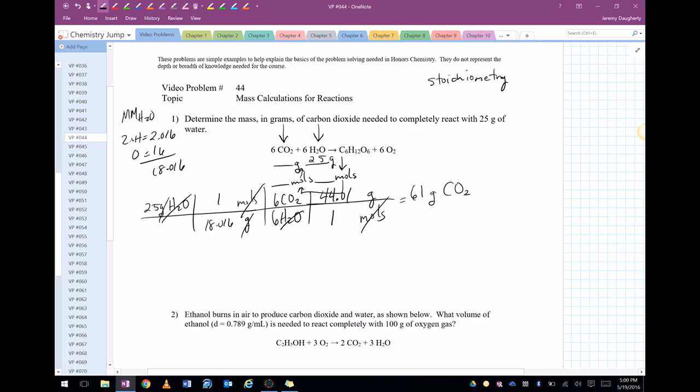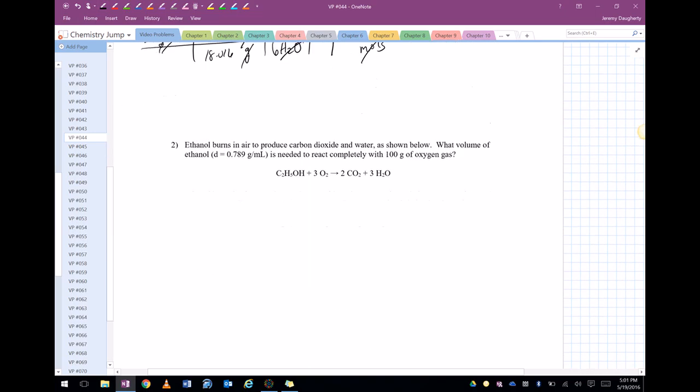Now, this is the big important part of this video. What this means is that if I have 25 grams of water, I need 61 grams of CO2. At the very end, there is no water left over, there is no CO2 left over. All of it has been converted to the products. So that's the big idea here, that this is what we would call the perfect stoichiometric ratio. All right? Let's look at the next one.